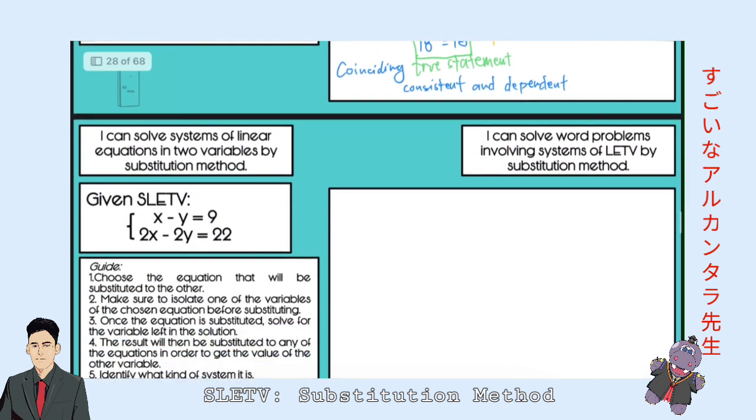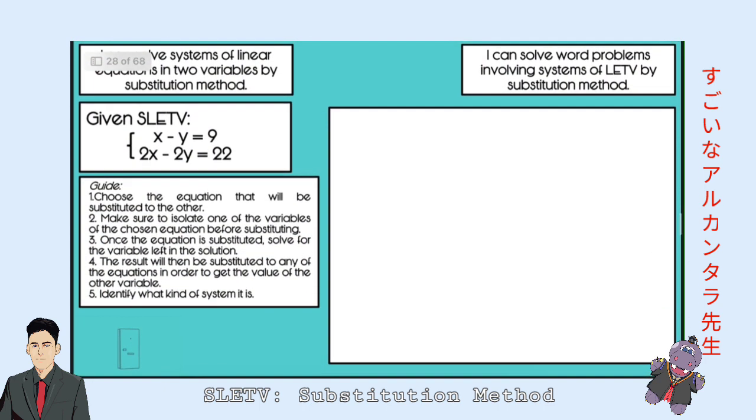Now let's go with another one. You have here x minus y equal to 9, 2x minus 2y equal to 22. I prefer to use the first equation to isolate with, so I'll use that one. x minus y equal to 9. I'll add y to both sides to isolate the x variable. I will get x is equal to y plus 9. So now I will substitute that to the second equation, so let x equal to y plus 9.